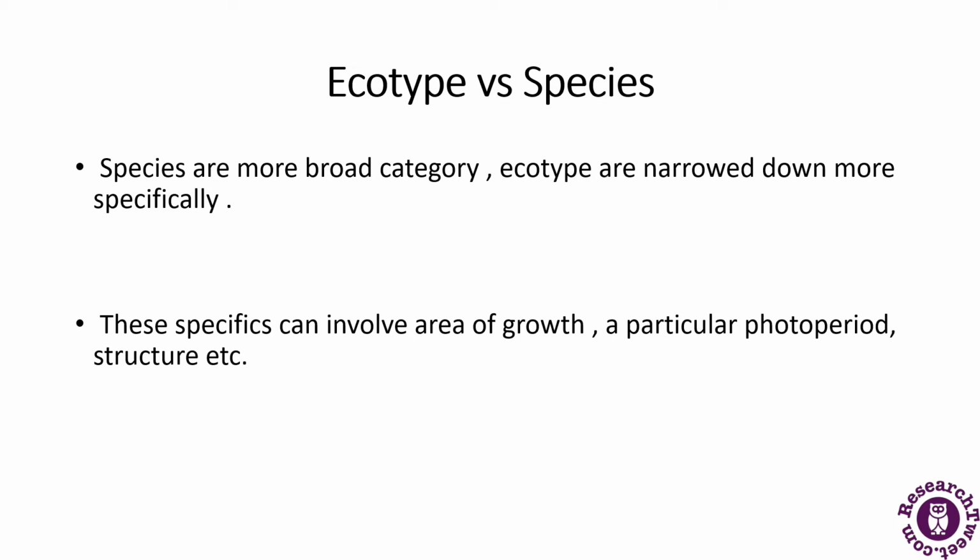In animals, ecotypes owe their different characteristics to the effect of a very local environment. Therefore, ecotypes have no taxonomic rank. The word species is used for a broader category, whereas the term ecotype is used more specifically. These specifics can involve the area, the growth, a particular photoperiod, and it can also involve the structure.